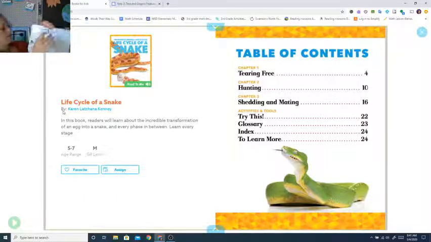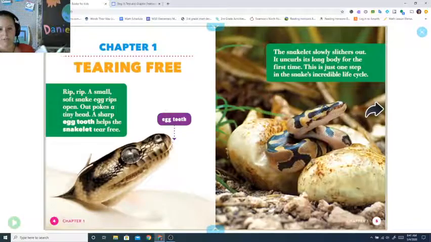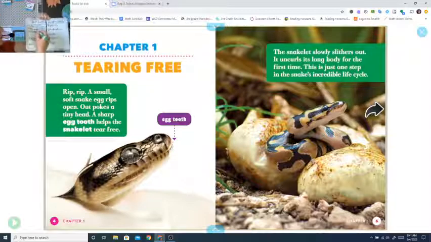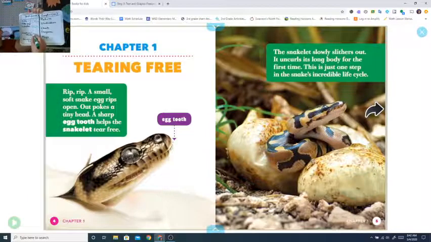Okay, I'm going to skip the title page real quick. And since we don't have real subtitles, we're going to call the chapter headings subtitles in this, okay? So, subtitles, we've got Tearing Free as our first one. Tearing Free. All right? Captions. So far, captions, I've got Egg Tooth. It's showing me where the egg tooth is.